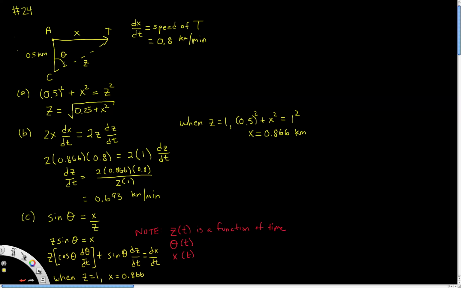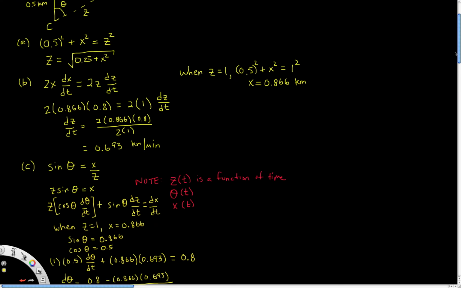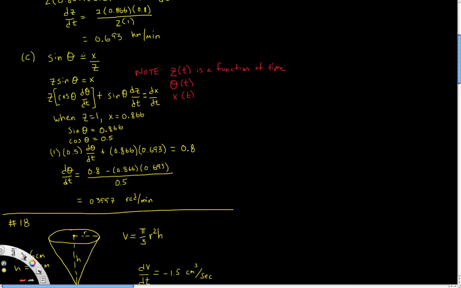So I need a relationship between theta, x, and z. Well, again, I look at the geometry of the problem here, and I remember from either pre-calculus or a trig class that the sine of theta is opposite over hypotenuse. So I've got the sine of theta is equal to x over z. Alright, now let me scroll down a little bit here to show you the rest of the problem. Unfortunately, the picture is going to be lost. Sine of theta is equal to x over z.